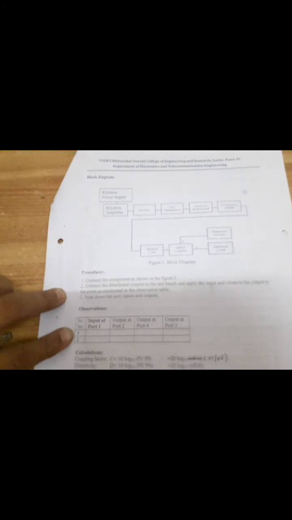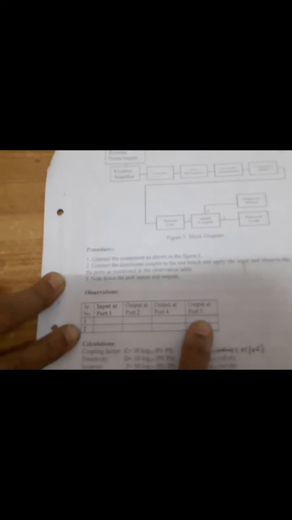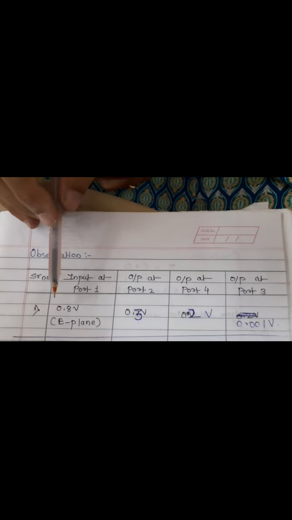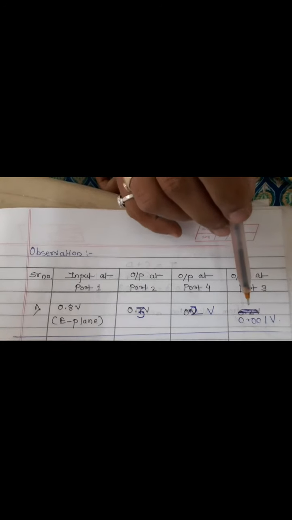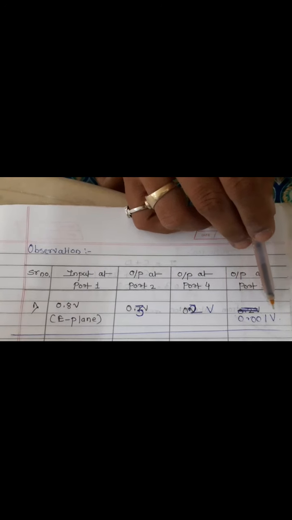This is the write-up. Now look at the observation table. In this observation table we have given input at port number 1, output taken at port number 2, forwarded power at port number 4, and port number 3 is closed, so we have to consider this value as 0.001. So we have connected a directional coupler. Input we get 0.8, the output received power is 0.3, forwarded power 0.2, the third port is closed, so back power we have considered 0.001 volt.